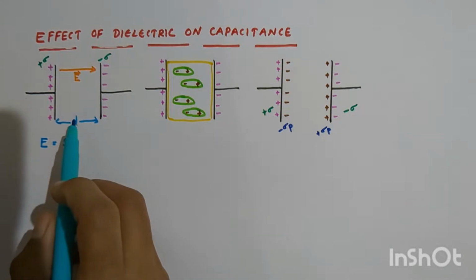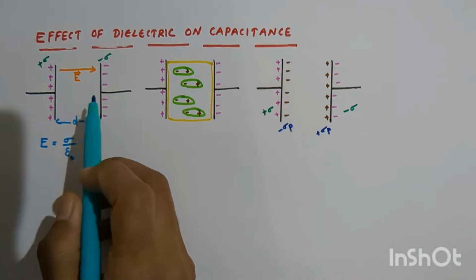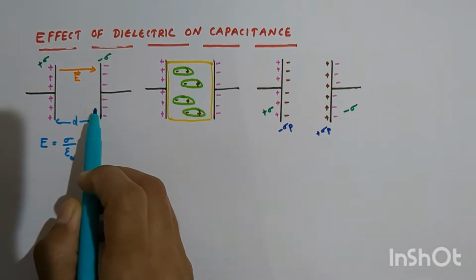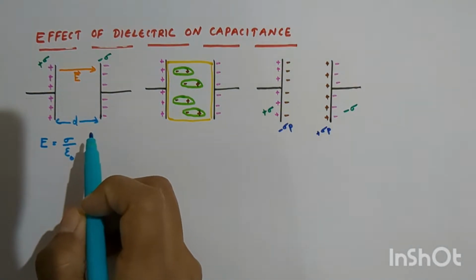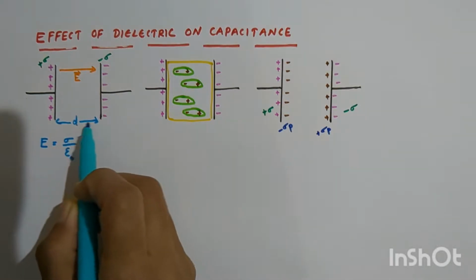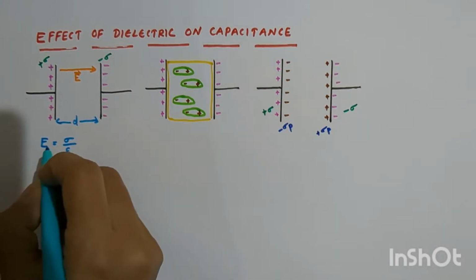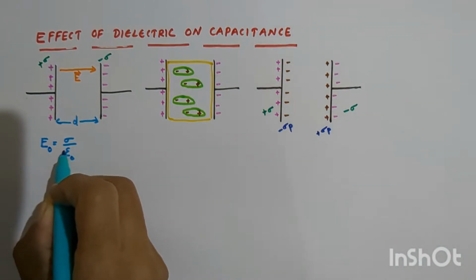Since I am comparing the two cases, where the dielectric is present in between the two plates of the capacitor and where there is no dielectric present in between the two plates of the capacitor, when there is vacuum in between the two plates of the capacitor, I am representing this electric field as E0. So E0 is equal to sigma by epsilon 0.